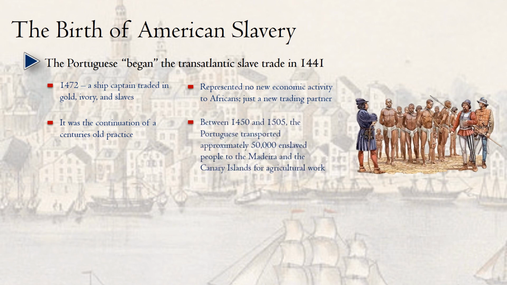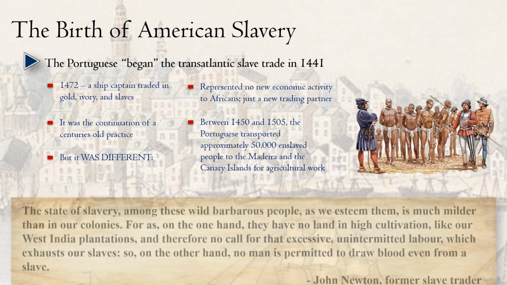Well, when the Portuguese begin to enter the African slave trade, they are going to transform it. So between 1450 and 1505, the Portuguese transport approximately 50,000 enslaved people to the Madeira and the Canary Islands for their agricultural work. Now, the nature of this form of slavery does change it. It is different. It is going to change the nature of the African slave trade and transform it into that transatlantic slave trade.